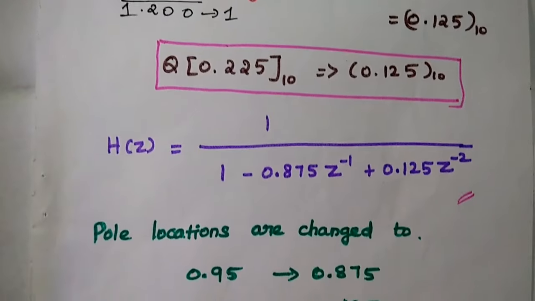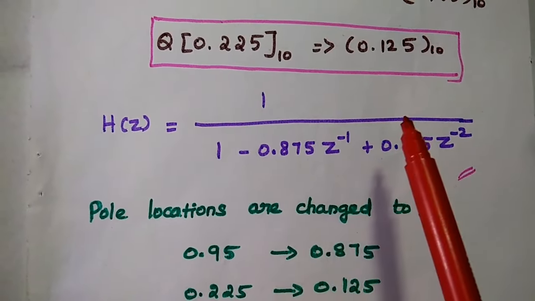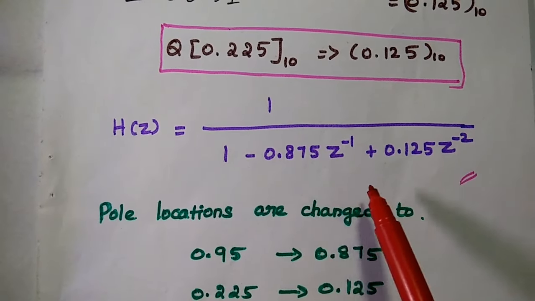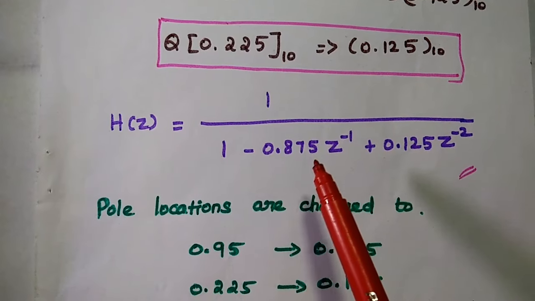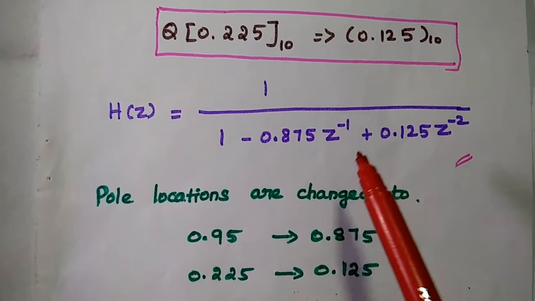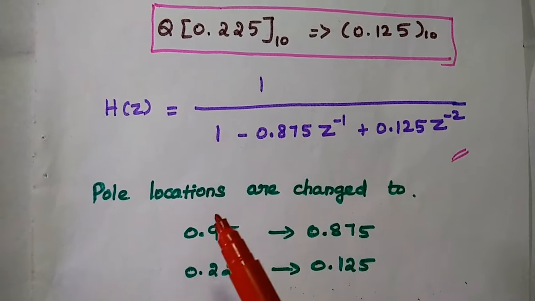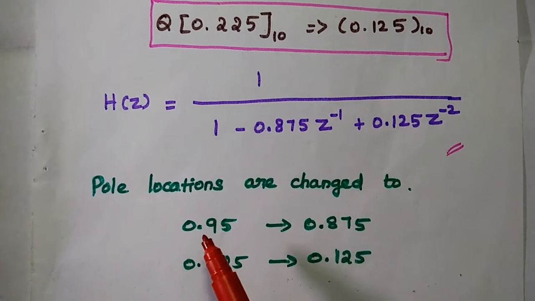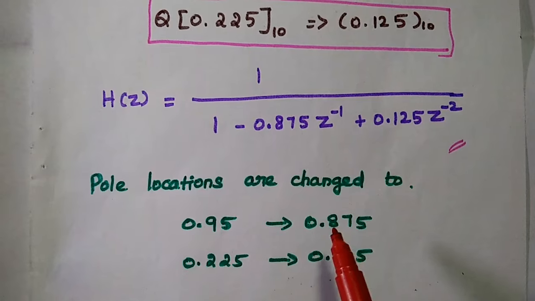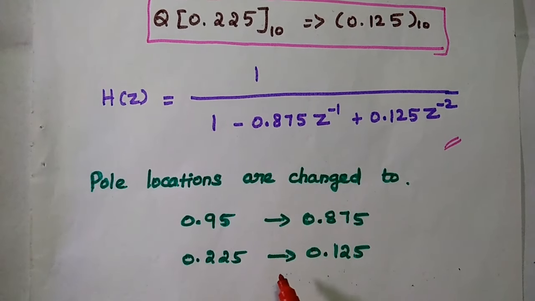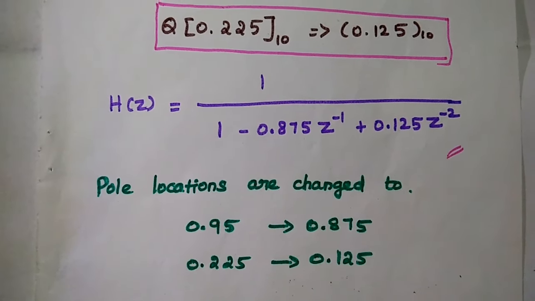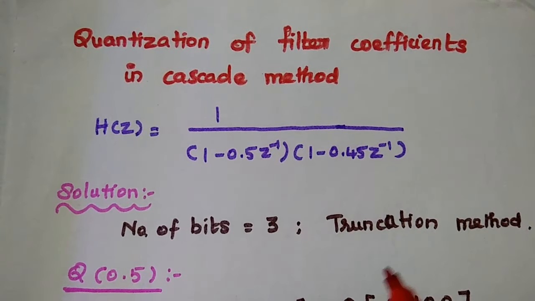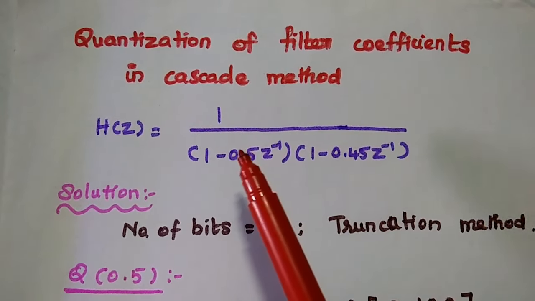Okay. So after getting these two quantized values, we have to substitute those values in this filter transfer function. So the transfer function can be written like this. From this we come to know that the pole locations of the given transfer function are changed from 0.95 to 0.875, and 0.225 to 0.125. Okay. So in the next example, we are going to quantize the filter coefficient in cascade method.